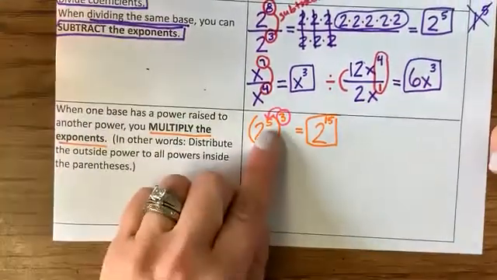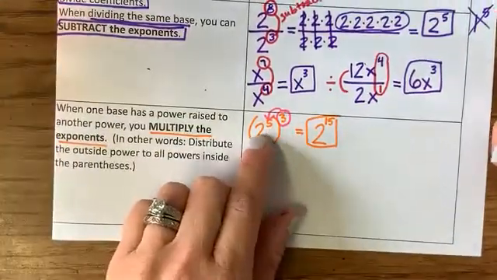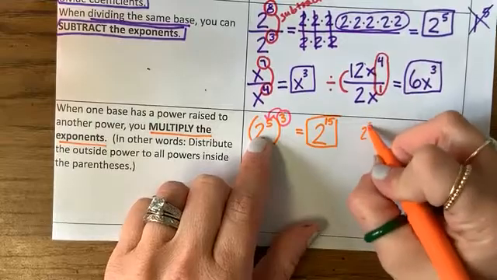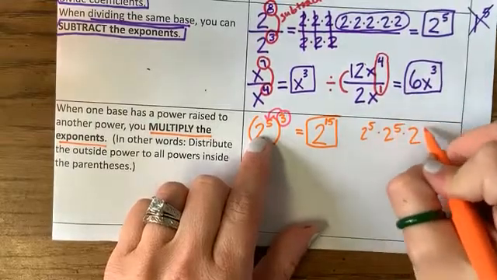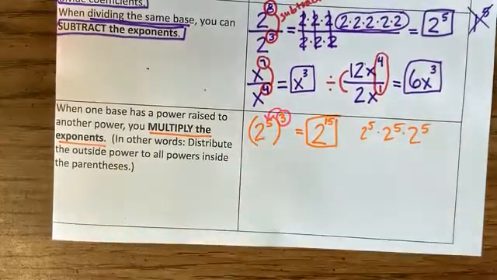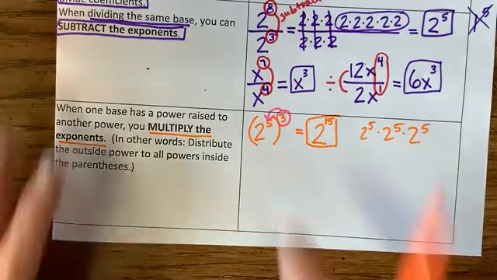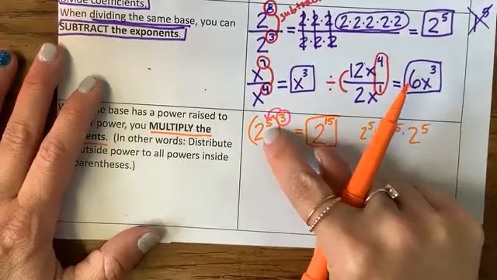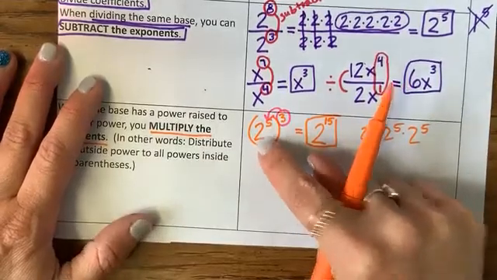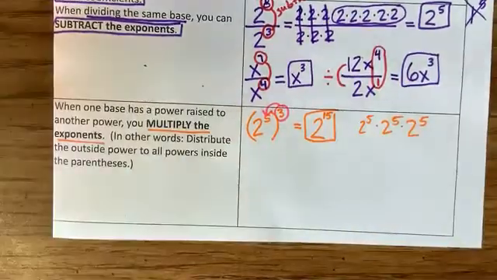And the reason for that is, if there's 3 of 2 to the 5th, that means it's 2 to the 5th times 2 to the 5th times 2 to the 5th. If you expanded all of that out, you'd have 15 2's being multiplied together. That means there's 3 groups of these 5 groups of 2. So you can just multiply. That's the shortcut. Multiply that exponent.